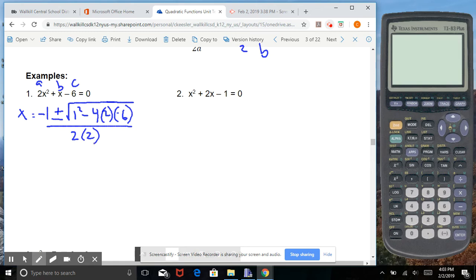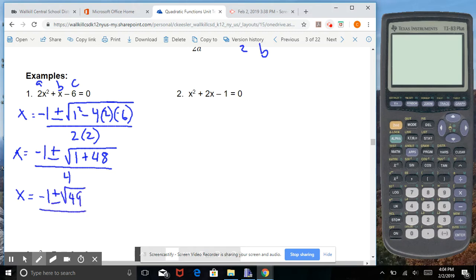Then we start to simplify. So x equals, we leave the negative 1 on the outside, plus or minus. And inside the square root, we do our exponent first. 1 squared is 1. And then negative times a negative is going to give me a positive, so I'm going to change my sign. Then 4 times 2 is 8, times 6 is 48. All over 2 times 2, which is 4. Bring that down again. X now equals negative 1 plus or minus the square root of 49 divided by 4.